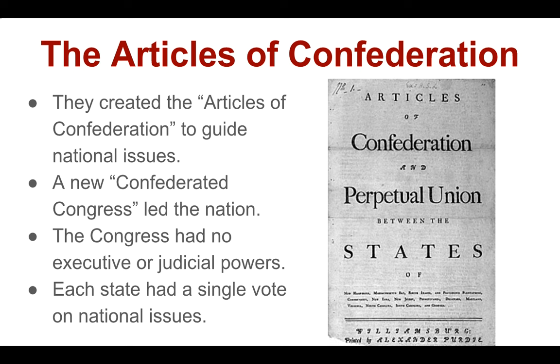The first attempt to unify was a poor one. It was the Articles of Confederation. This was supposed to guide the nation through issues of national concern. And it created a Confederated Congress to lead the nation through issues of national concern. One initial problem, however, was that they had not taken Montesquieu's advice. They had not created an executive or judicial branch. And in fact, they had no executive or judicial powers. They only had their legislature.